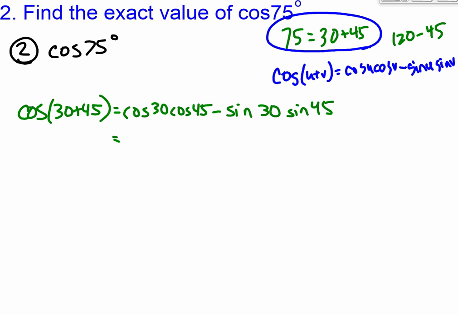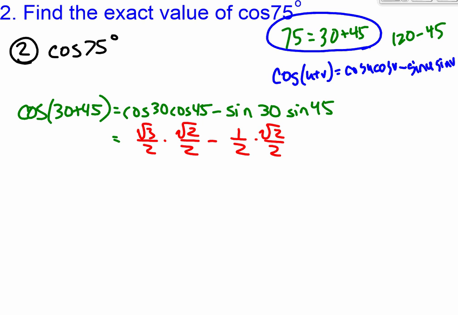And then we just pop those in from the table. Cosine of 30 is what? Square root of 3 over 2. Cosine 45 is square root of 2 over 2. Sine of 30 is 1/2. Sine of 45, square root of 2 over 2.